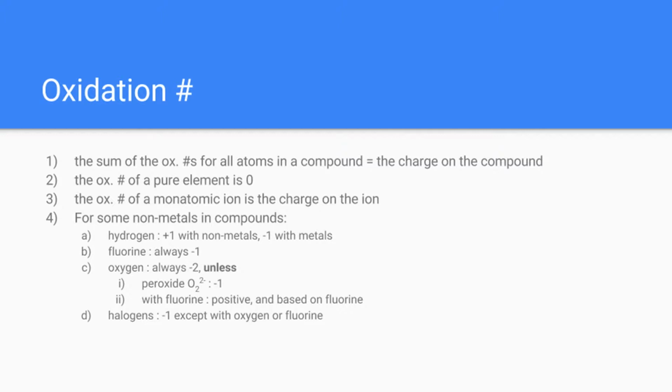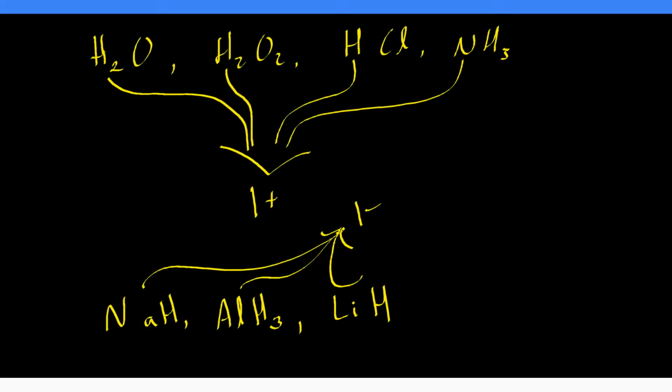And now we start with the nonmetals in compounds, where things can get a little complicated. They're not very complicated, it just takes a little bit more effort. First up, we have hydrogen. Hydrogen is +1 with nonmetals. And if it's bound to a metal, it's -1. Okay? It's a hydride when it's bound to a metal. So here we have some examples. Whether it's in water, or hydrogen peroxide, or hydrogen chloride, or ammonia.